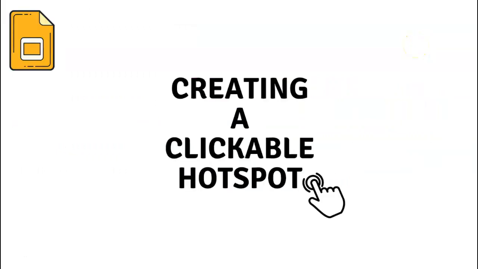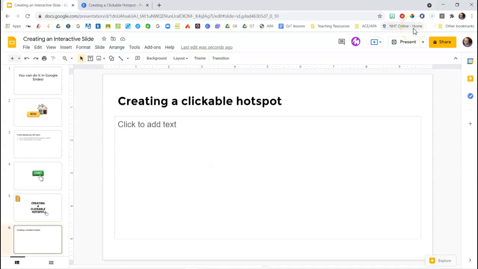Now, the first thing we want to look at is how to create a clickable hotspot. A hotspot is, in essence, a link, an icon, an image, which when you click on it, takes you to another slide or a link, a web page, or anywhere you have hyperlinked it to. So first, I will start by creating an icon that takes you to your home page. If you have an interactive slide, you always want to get back to the start.